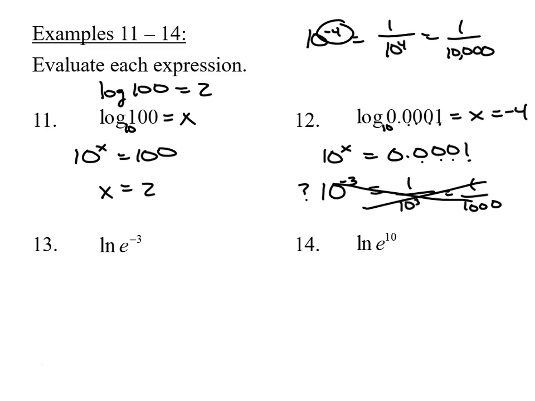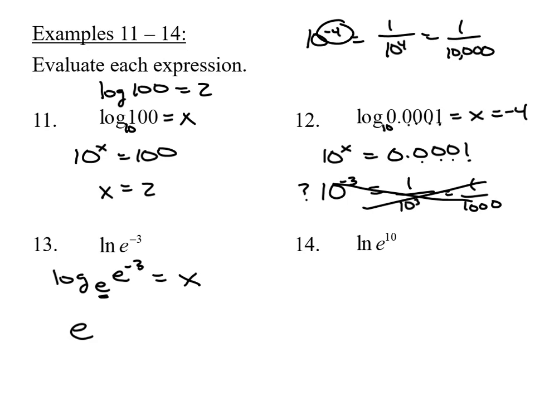Okay, on this next one then, we don't have a base here, so we're going to write it as log base e of e to the -3. Now this looks awful at first, but it's actually going to be pretty easy to figure out once we get it all written out. So I'm going to put that base in there. I'm going to set it equal to x, and now switch our forms.